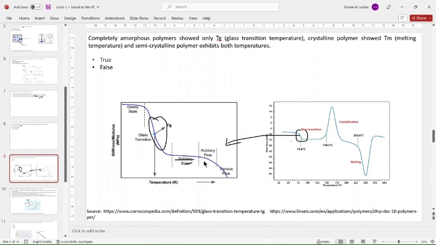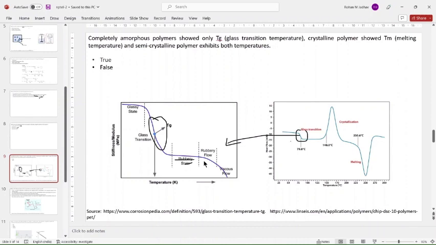Now, before going to the melt, you will see a big peak here. Why did this happen? Because as the polymer is moving from the glassy to the rubbery state, its crystalline arrangement is going to break. Once the crystalline arrangement breaks, heat starts flowing into the polymer and there is a big jump here. Is it visible? Yes, sir, it is visible.